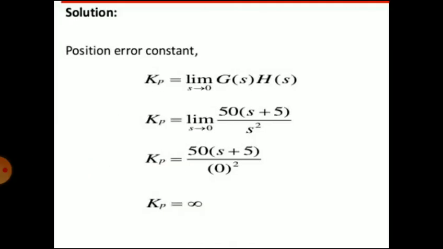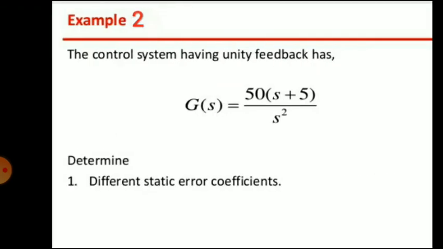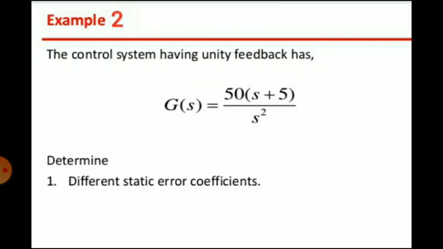First, the position error coefficient Kp equals limit s tends to 0 G(s)H(s), that is the formula. Put the value of G(s)H(s), which is given in the problem: G(s) equal to 50 times (s plus 5) upon s square, into 1, since the value of H(s) equals 1.